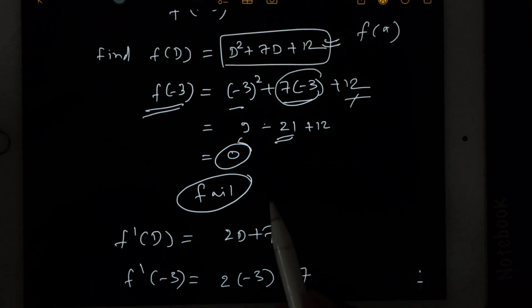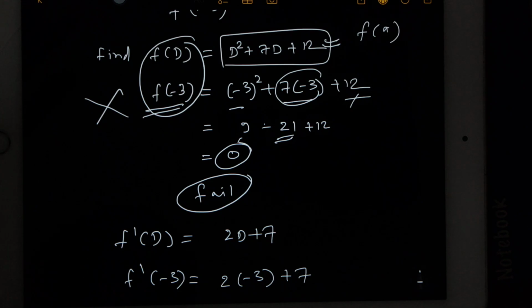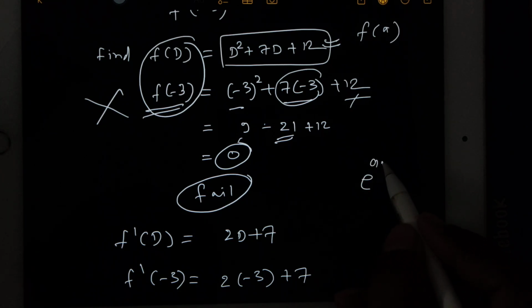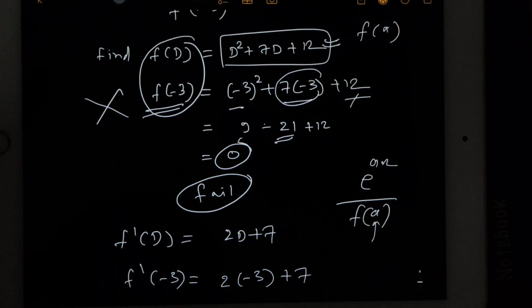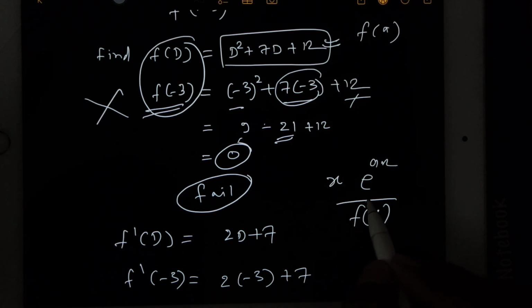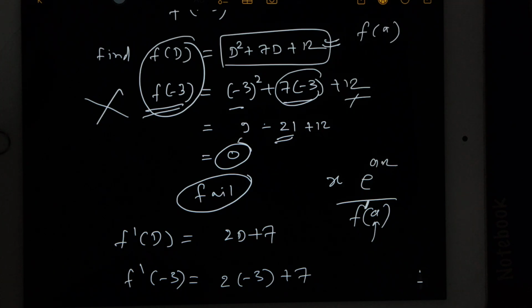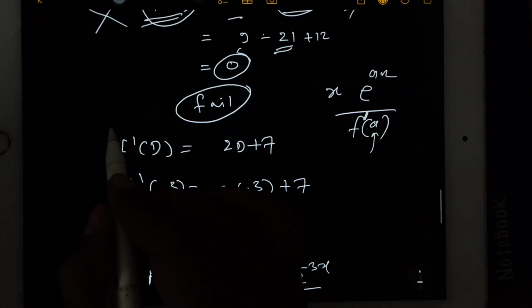If the case fails, then this f(D) system you will not substitute. Then what will you do? Then e power ax divided by f(a), this f(a) has failed this time. Then what will you do? You will multiply an extra x and then you look for f prime a, f dash a. So for that, you have to first calculate this.